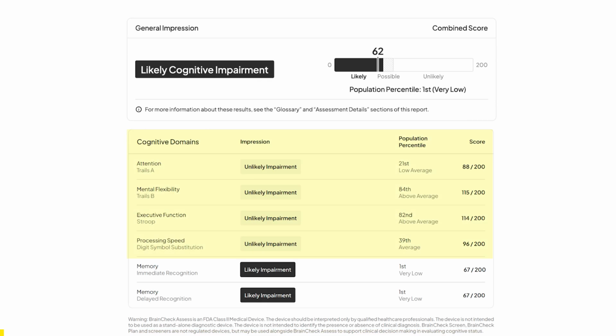This non-amnestic impairment pattern requires a broad lens, examining mood, lifestyle, vascular risk, and functional capacity to understand whether the cause is reversible, progressive, or multifactorial.